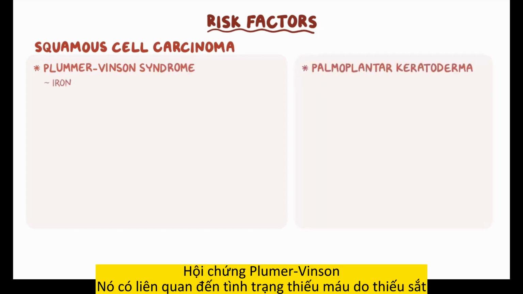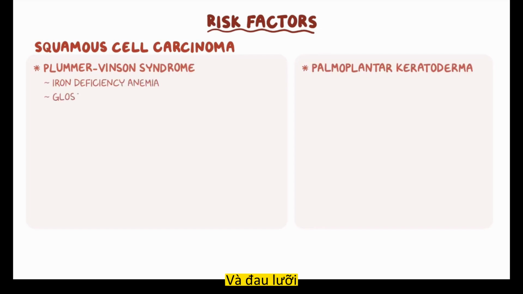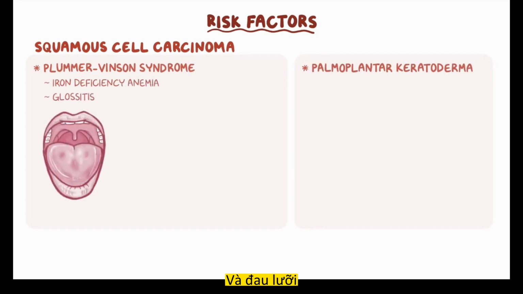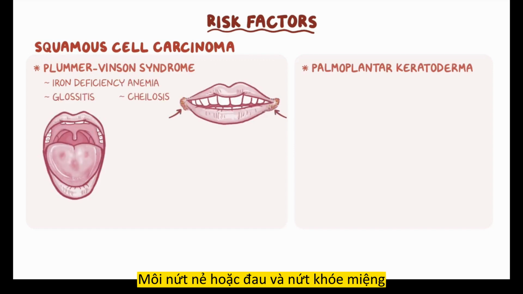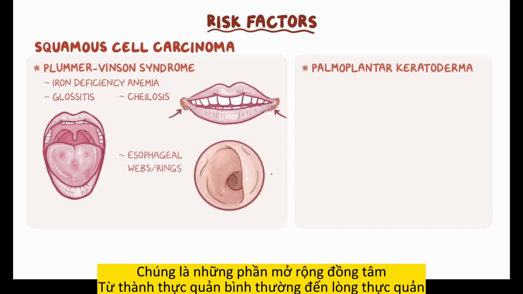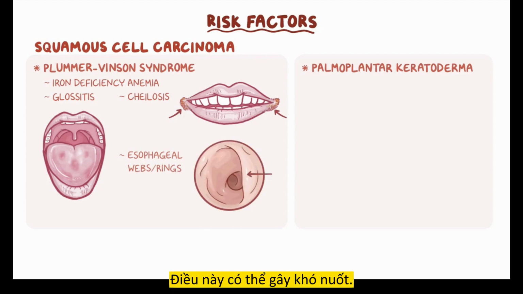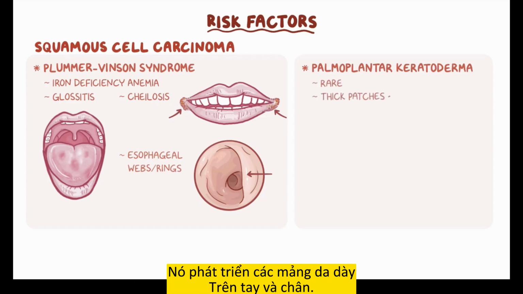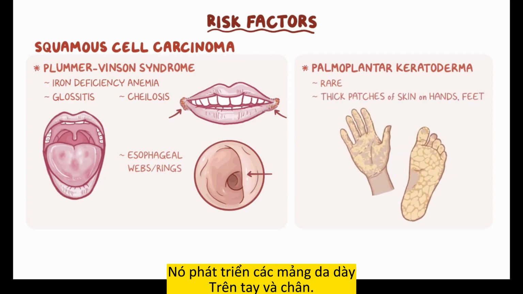Plummer-Vinson syndrome associates iron deficiency anemia, glossitis, or tongue inflammation, chelosis, or inflammation and cracking of the corners of the mouth, and esophageal webs or rings, which are concentric extensions of normal esophageal wall into the esophageal lumen that can cause difficulty swallowing. Palmoplantar keratoderma is a rare disease where thick patches of skin develop on the hands and feet.